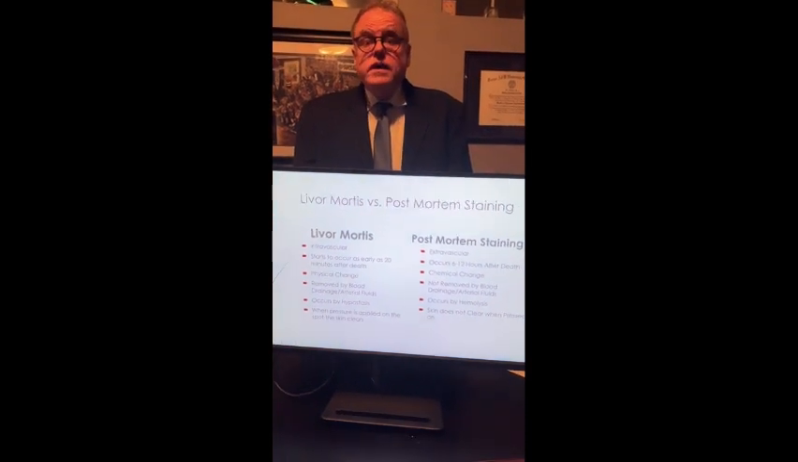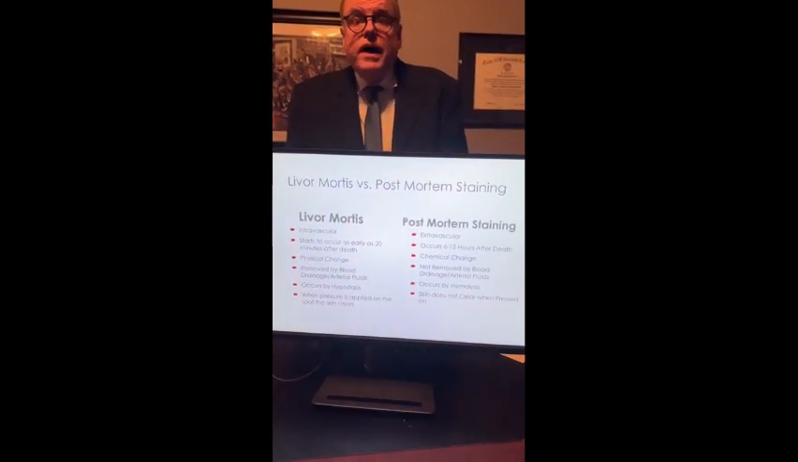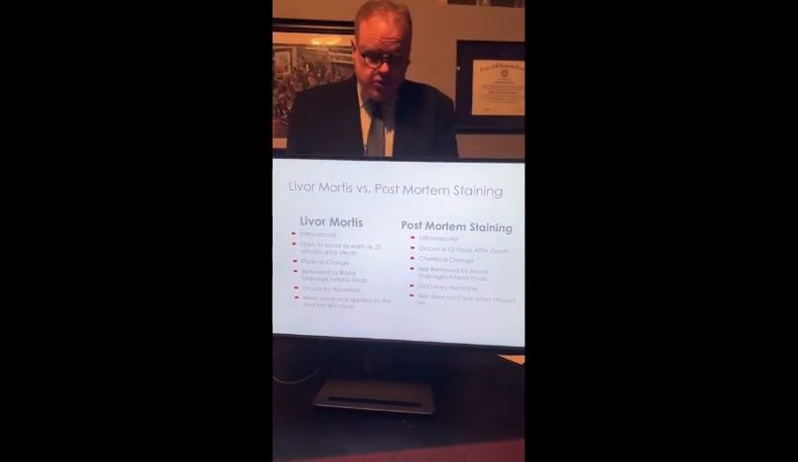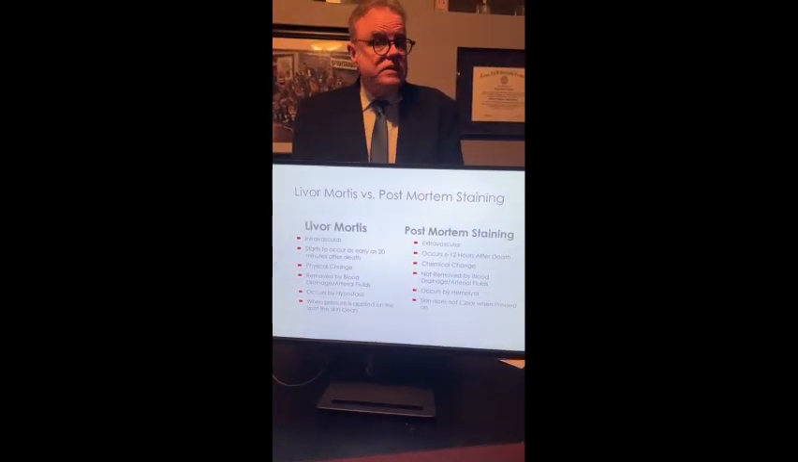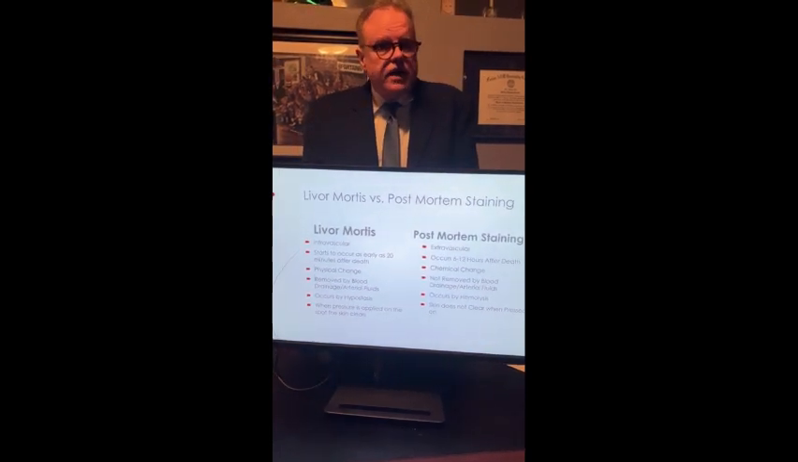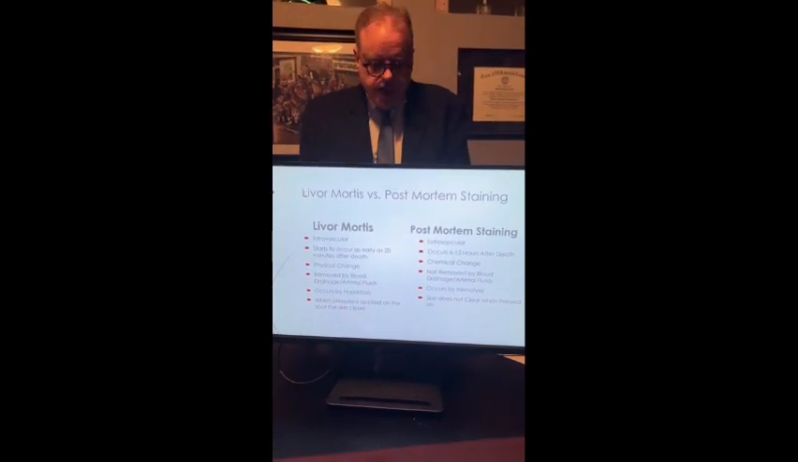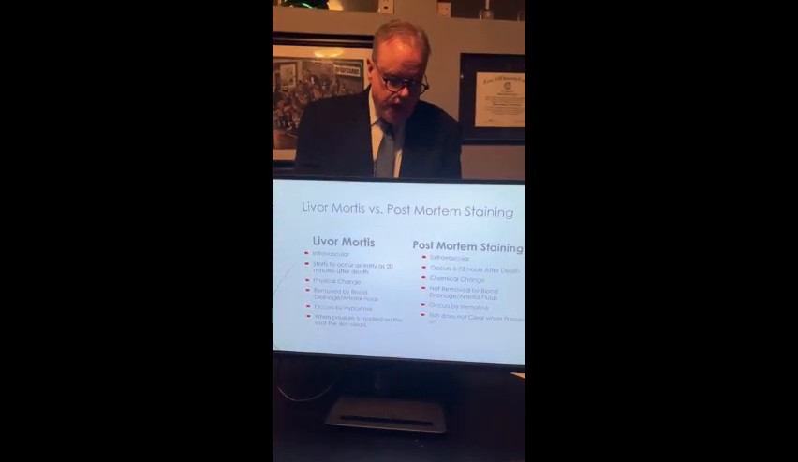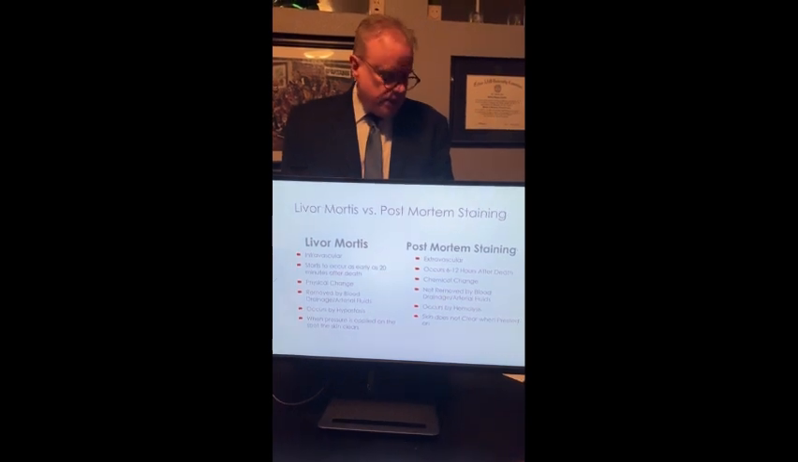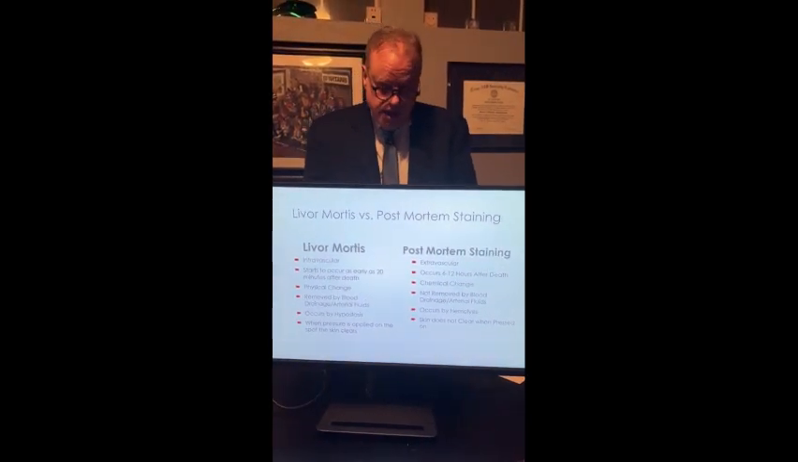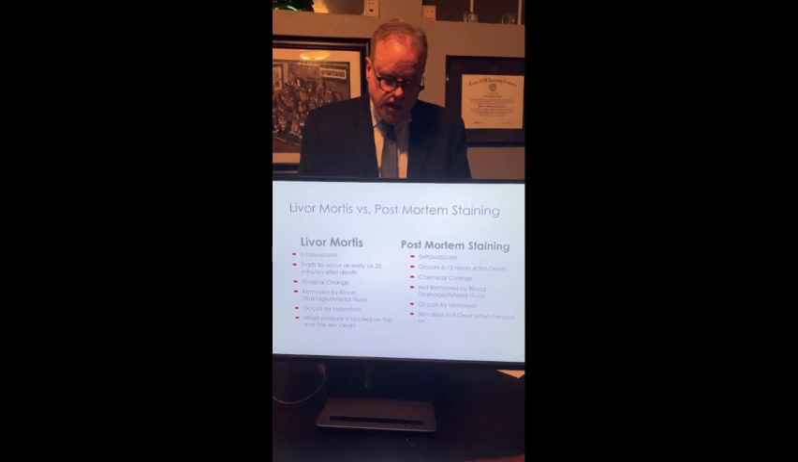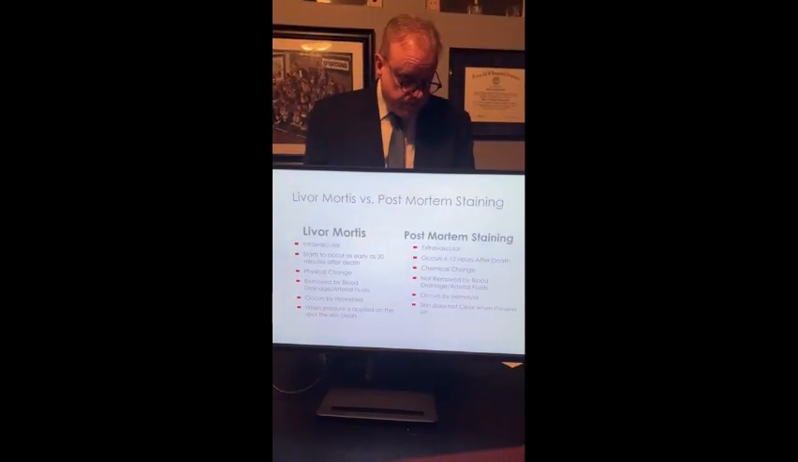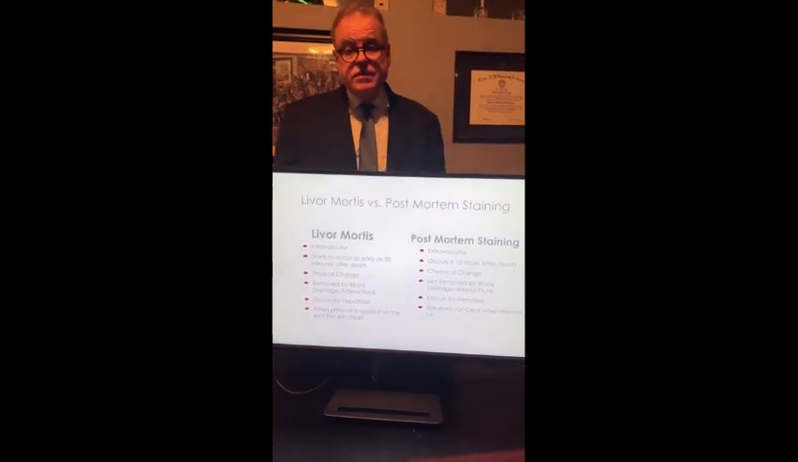Livor mortis can be removed a lot of times by the use of the arterial fluids used in embalming, whereas with postmortem staining, the embalming fluids will not remove it. It might lighten it a little bit, but it will not take it away. And livor mortis occurs by hypostasis, which is the blood settling into the dependent parts of the body. And then postmortem stain occurs by hemolysis, which is the breakdown of red blood cells, releasing the hemoglobin into the surrounding fluids.